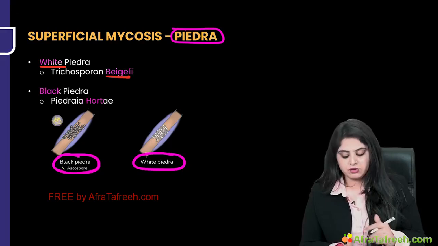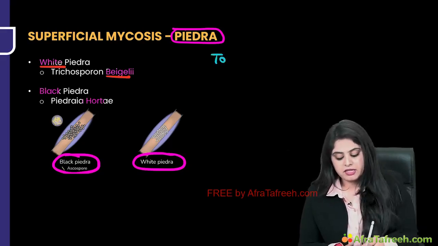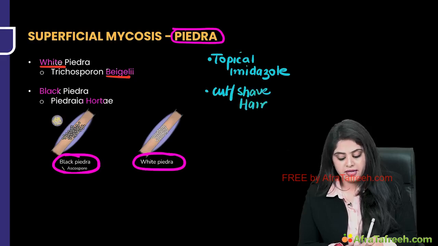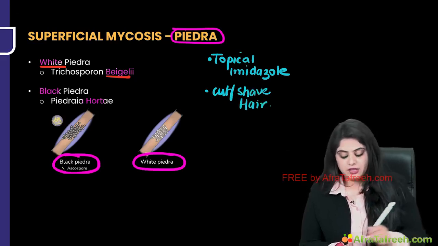The hair shaft is also involved. Over here again, the treatment that you are going to do is topical imidazole. So far, everything is topical imidazole. Here, because there is hair involvement, you are also going to make sure that you cut or shave the hair before applying the topical imidazole. Now let's move on to the next.